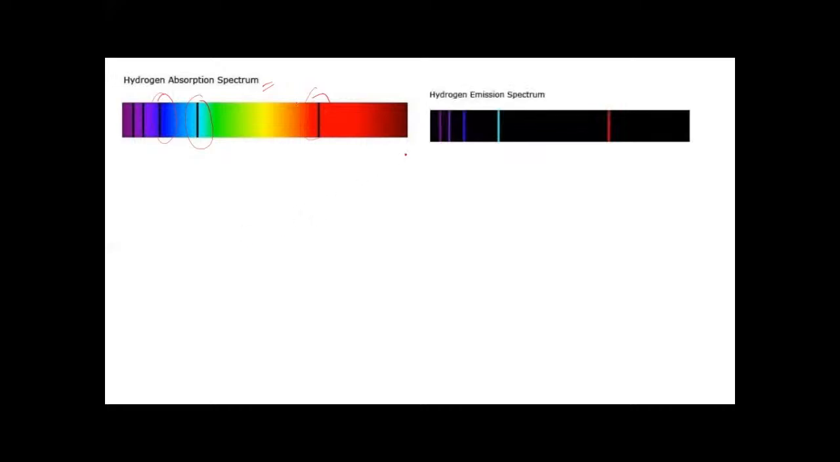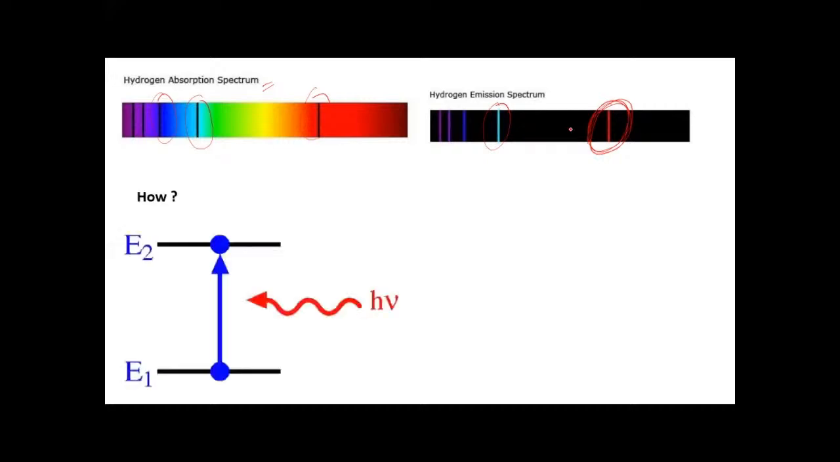So this is the hydrogen absorption spectra. Okay, absorption means these lights are absorbed. This is the hydrogen emission spectra, in which these lights are emitted. Okay, the question arises, why do these colored and dark bands appear on the spectrum? How is it possible? So I will tell you how it is possible.